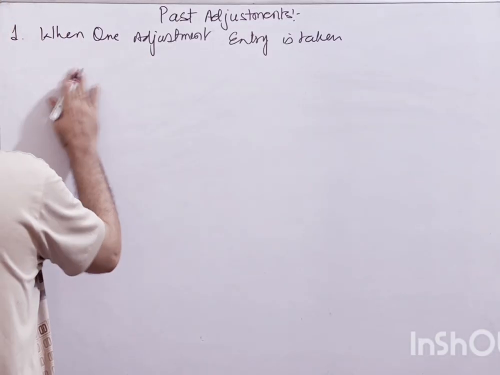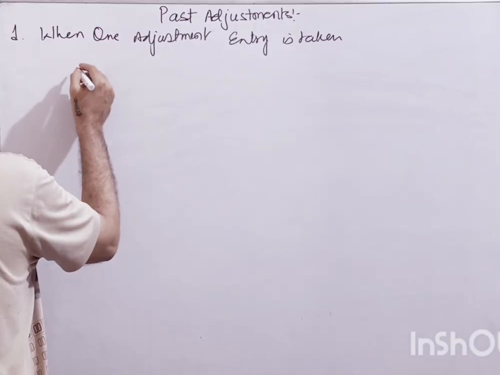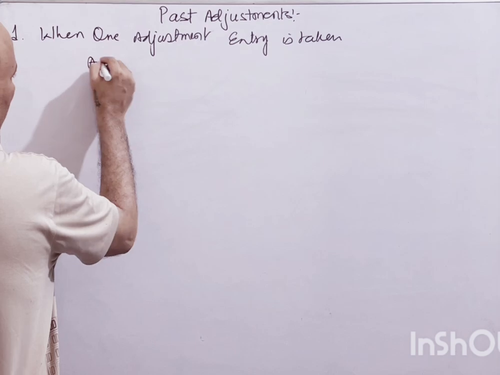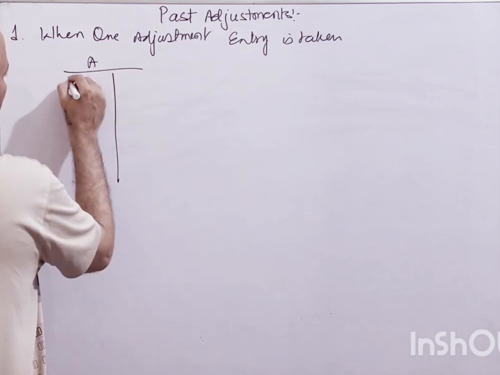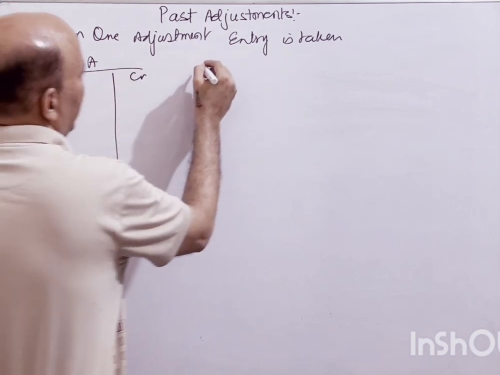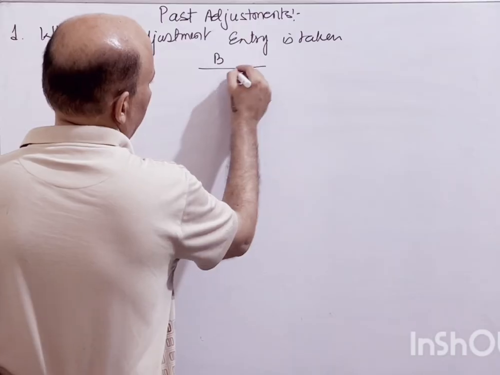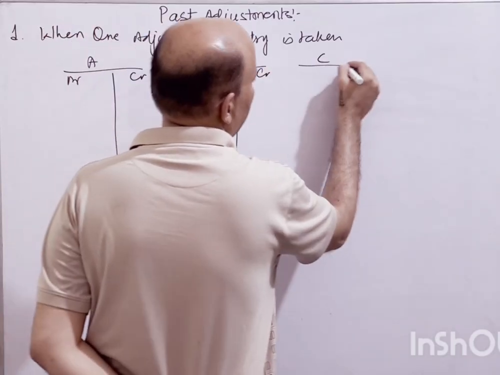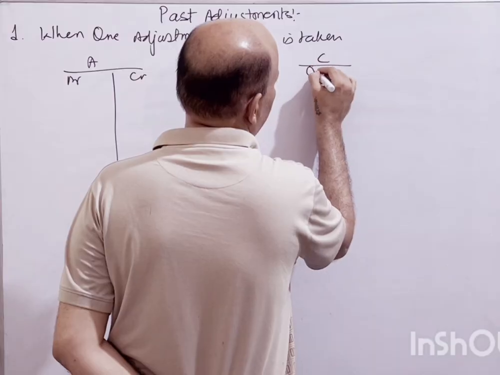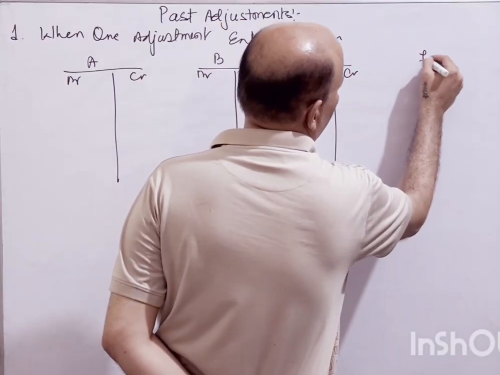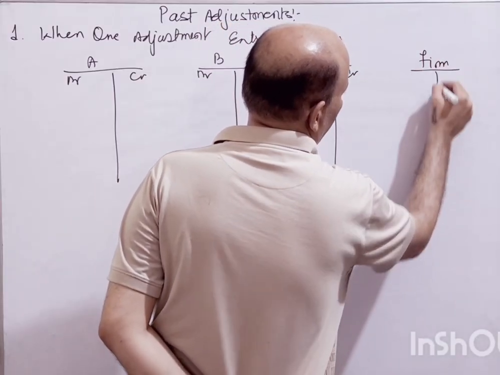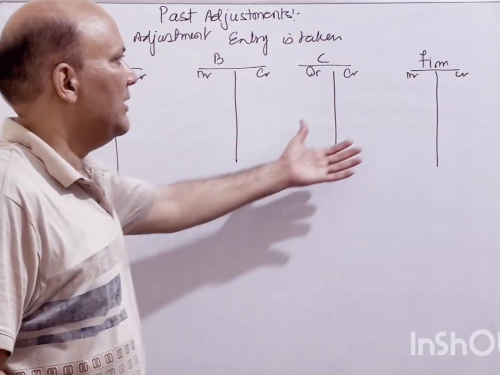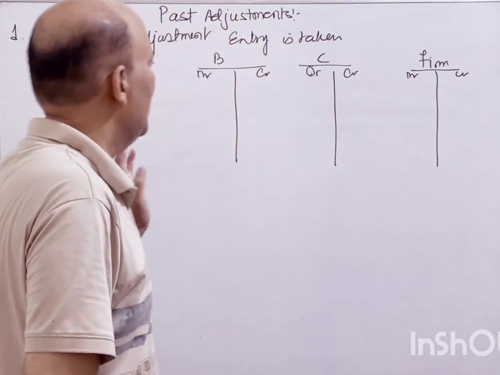So the first thing most people do is this. Let's say you have three partners, right? So A's debit and credit, B's debit and credit, let's say C is also there, so debit and credit. And then what is the impact when you are making every partner's debit and credit? What is the impact on the firm? Then you take the entry.